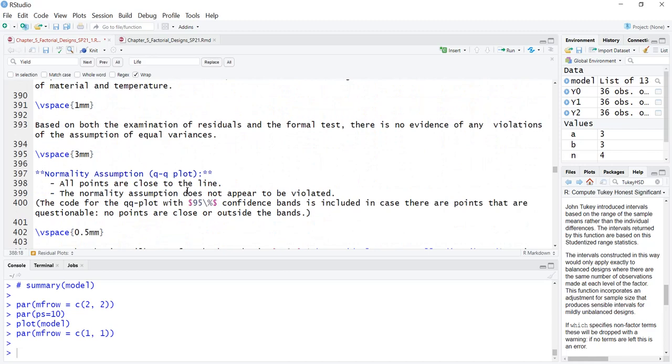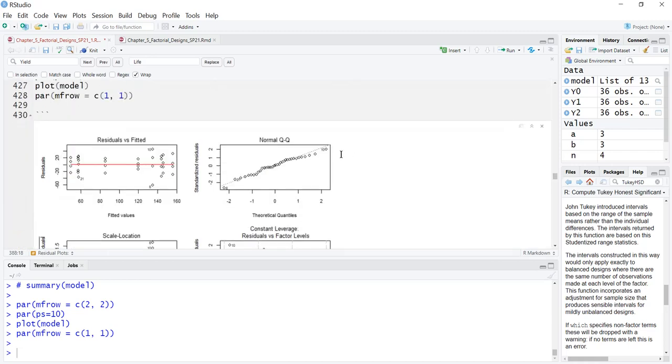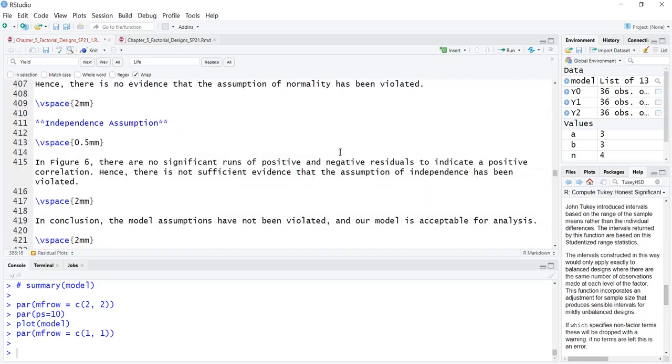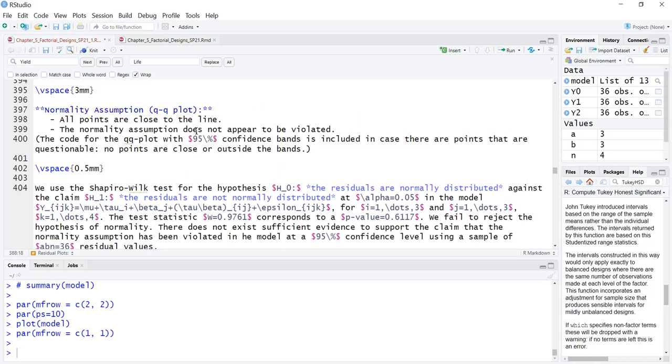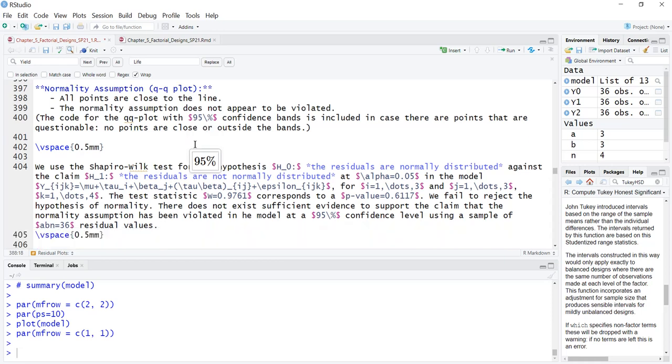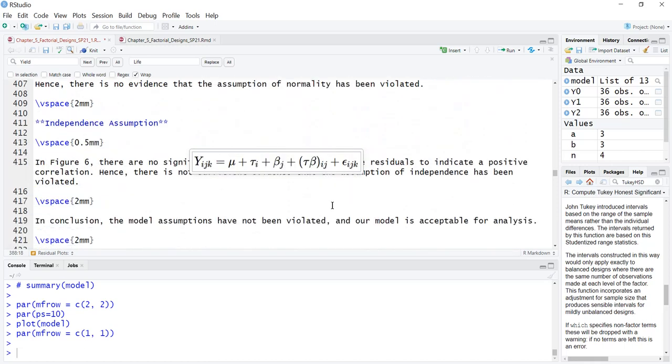Okay. And then we're going to do normality. If we look at this QQ plot, it's great. There is no question about normality. But I did go ahead and do the additional QQ plot with the confidence bands on them, and I also did the Shapiro-Wilk test for normality, even though there was no need for it. And I've written that up and included it here for you as well.